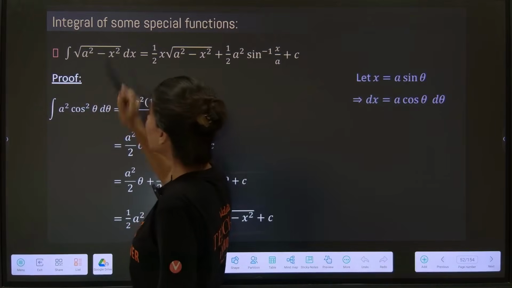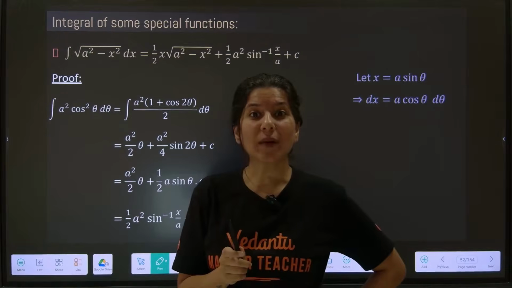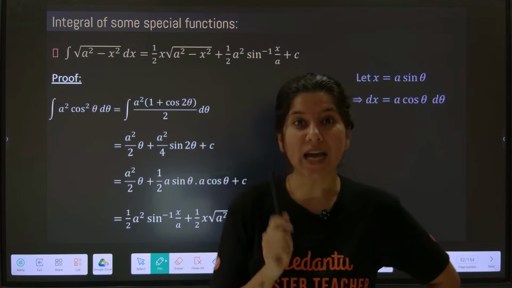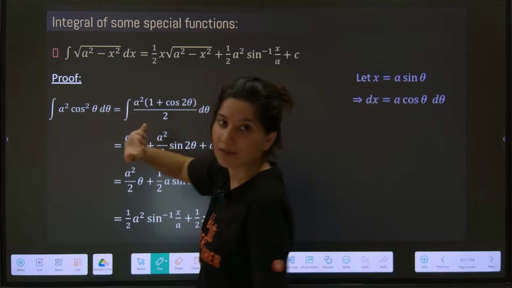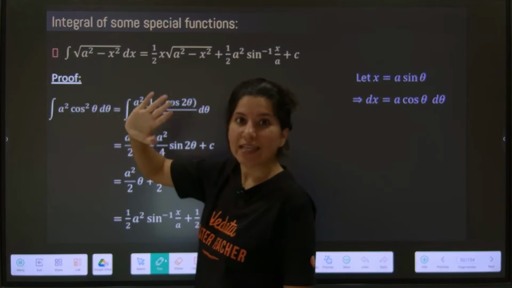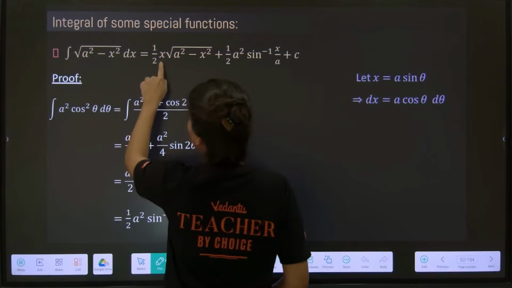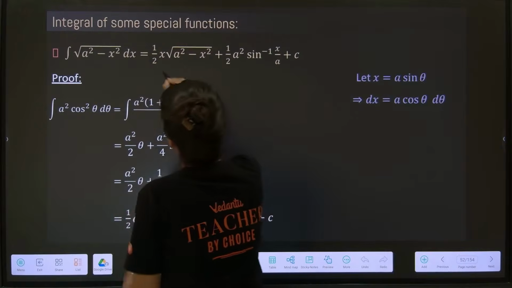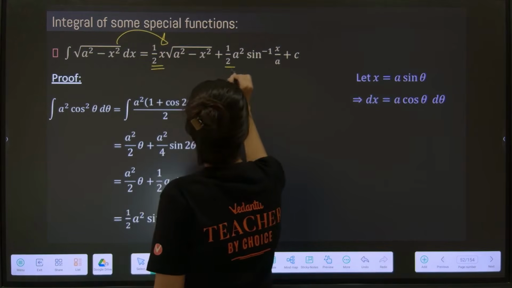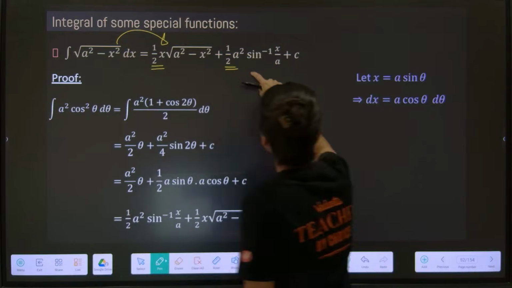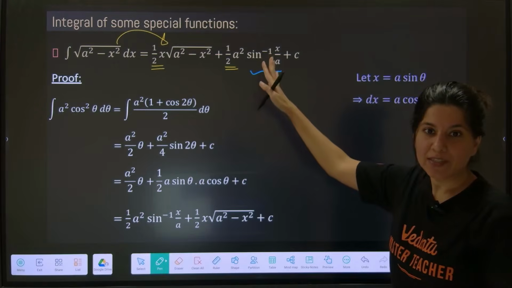Square root a square minus x square. Remember, 1 upon square root a square minus x square was related to sine inverse x by a, but it was in the denominator. Now it is in the numerator. So again, sine inverse x will come into the picture, but it is going to be half x, copy paste, plus half a square, and you know what, your very own sine inverse x by a. Just remember this formula.